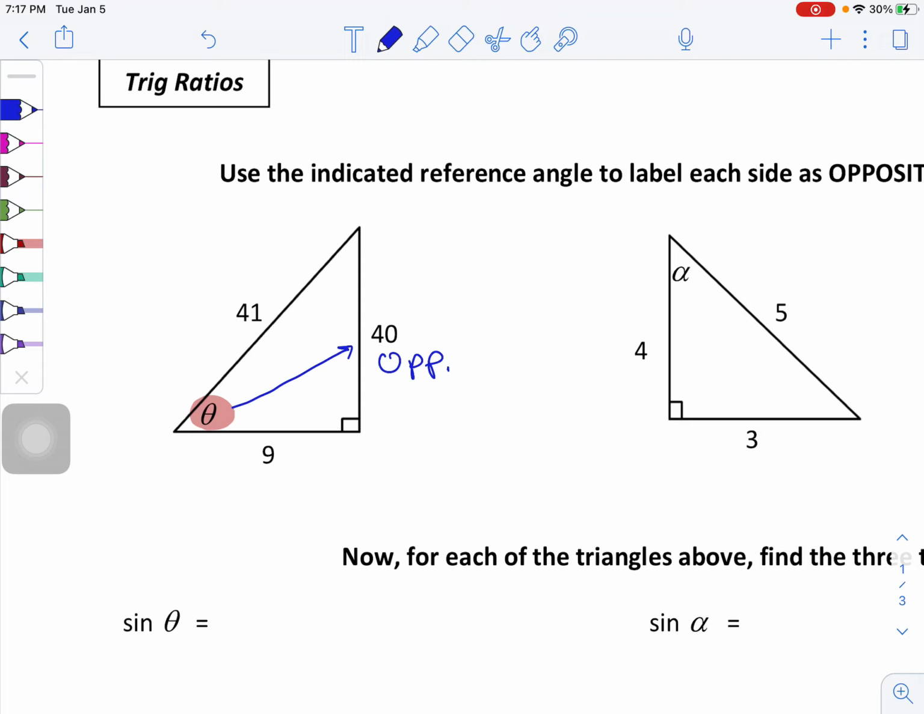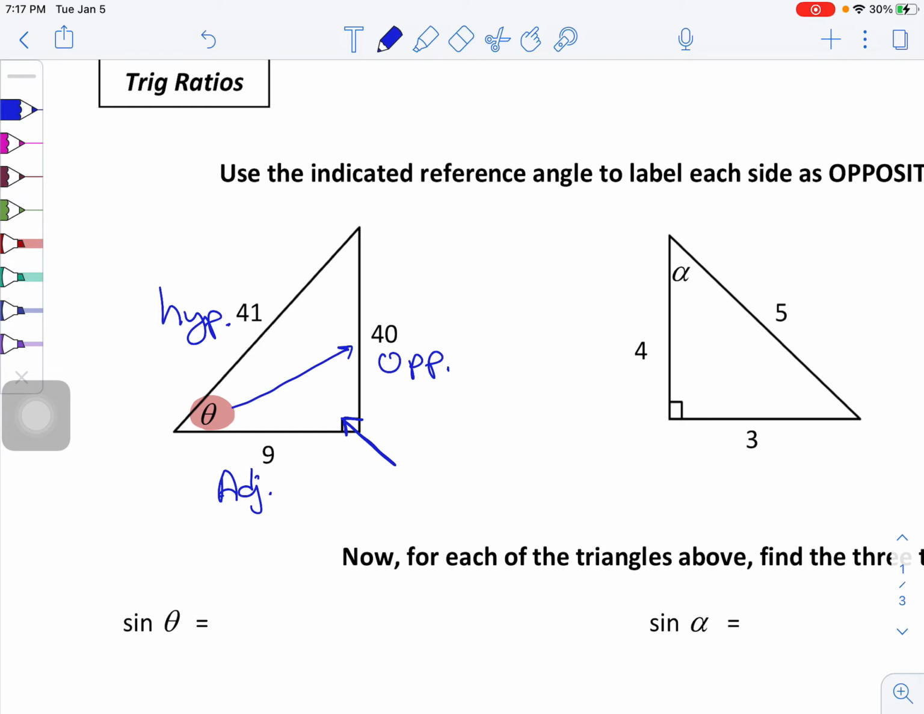Basically the right angle here will always be marked with a little box. And if you extend this like an arrow, this arrow is pointing to this side of 41, and that is always going to be your hypotenuse. All right, so the little right angle will always point to the hypotenuse, and that leaves us with one other side, which would be the adjacent side.